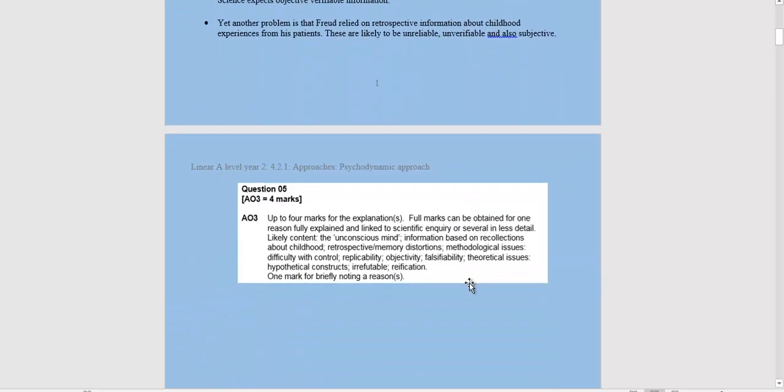Okay, we have a quick look at the mark scheme because this is a suggested question. So full marks for things like unconscious mind, information based on recollections, retrospective memory, distortions, methodological issues, in other words issues with the methods used, his case studies, difficulties with control and replication because case studies involve just small groups or one individual, lack of objectivity, falsifiability, that we can't falsify. But again, all of this we're going to cover more in our scientific processes. So this is just a short introduction.